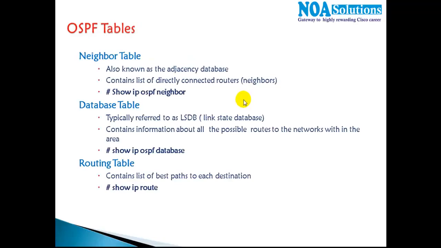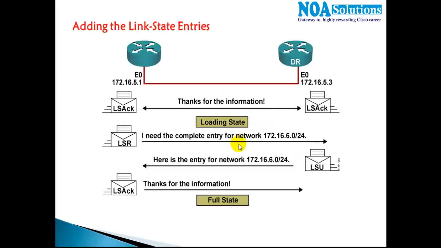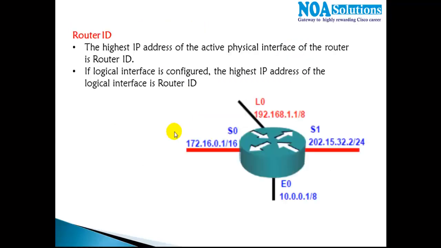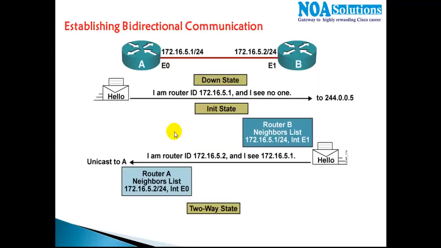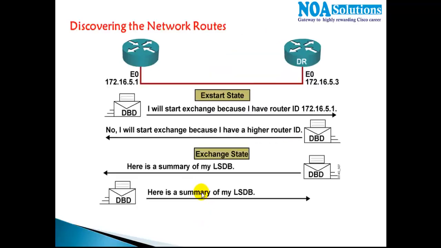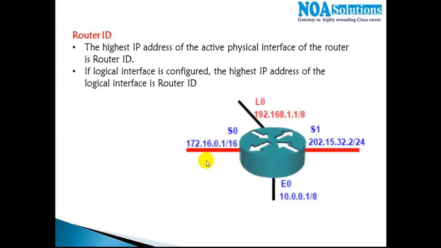Now let's get back to our OSPF stages where we left off. We have seen the 5 stages. The first stages are the down stage, init stage, and two-way stage, where they form the neighbors and build the neighbor table. Then in the exstart state, they decide who will start the exchange first. And in the exchange state, they exchange their own databases, that's what we call the link state database.